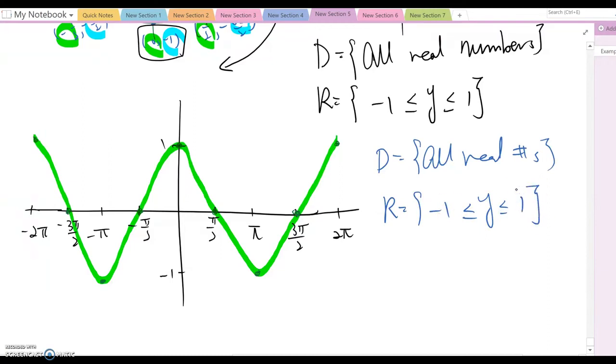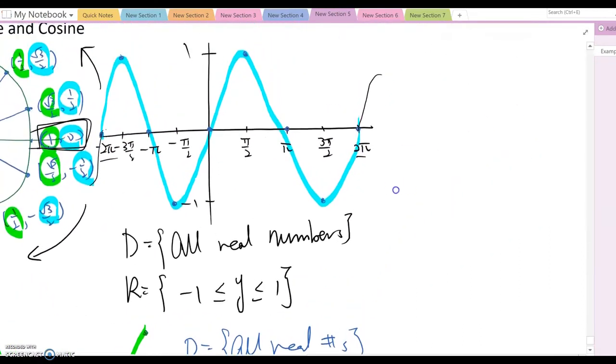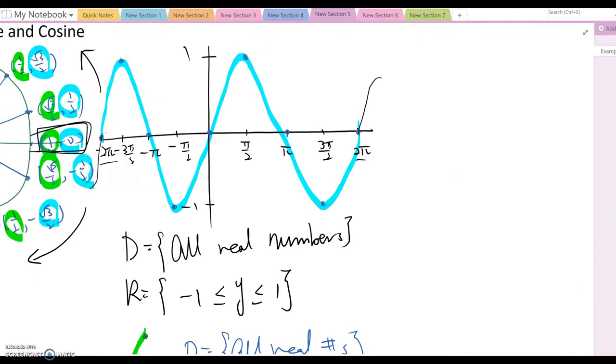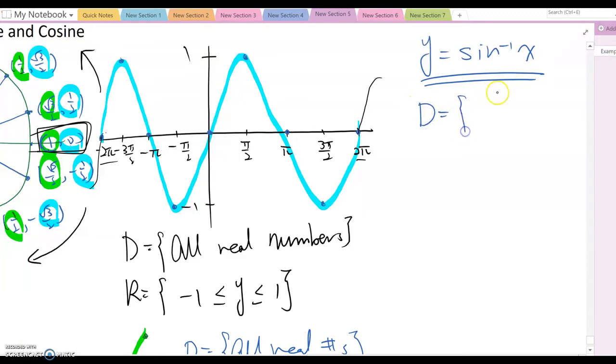Okay, but we want to find out the inverse function here. So technically, when we talk about inverse function, we always switch domain and range. So the original domain becomes the range, the range becomes the domain, right? So y equals sine inverse x. In this case, we can say the domain is x between negative 1 and 1, but so far the range is all real numbers.